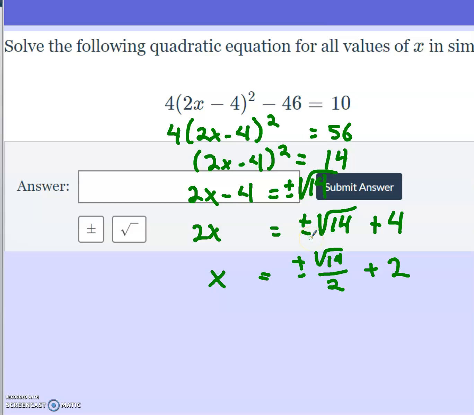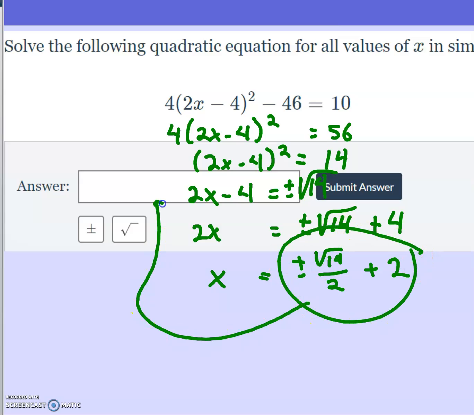Again, you can't divide the 14 by 2 and just get root 7. That wouldn't work because the 2 doesn't have a square root sign on it. Okay, so this would be the answer that you'd type in to the box.